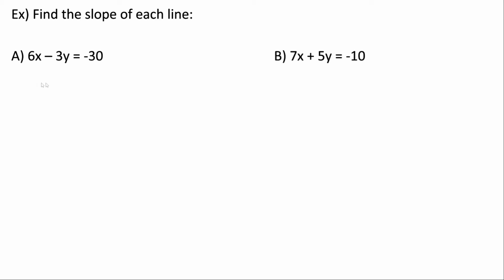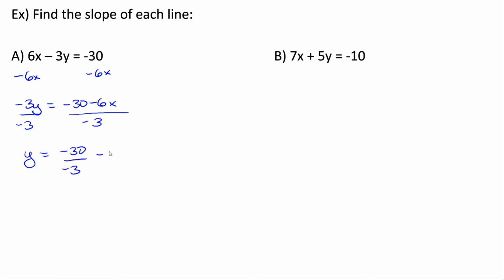In order to do that, we need to move everything else away from the y term. So we're going to start by subtracting 6x on both sides. Negative 3y equals negative 30 minus 6x. Divide both sides by negative 3. Y is equal to negative 30 over negative 3 minus 6x divided by negative 3. Y ends up being equal to positive 10 plus 2x, or y equals 2x plus 10. And here our slope is equal to 2.